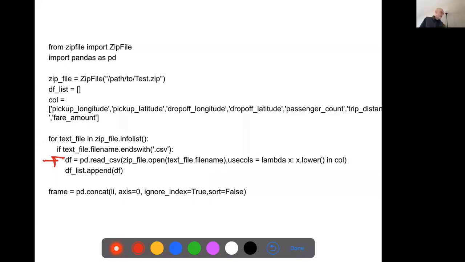And the line I want to point out is right here. So they're reading each individual file, which you have to do, getting the data frame.